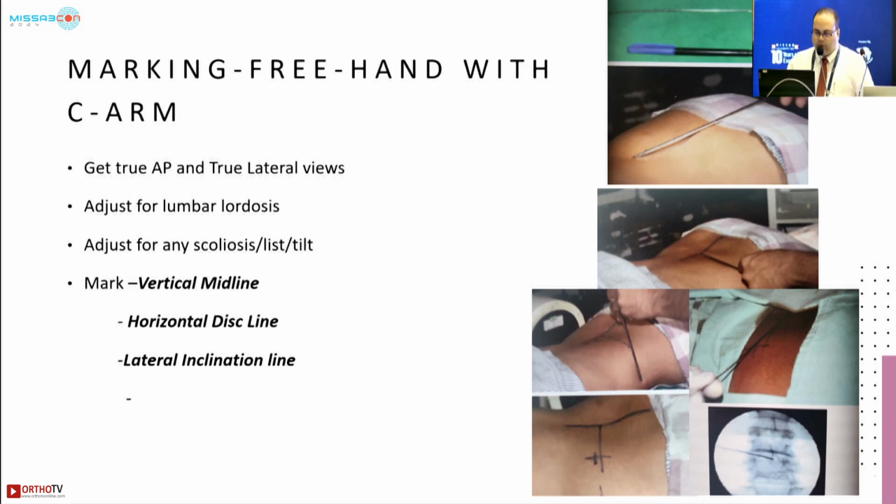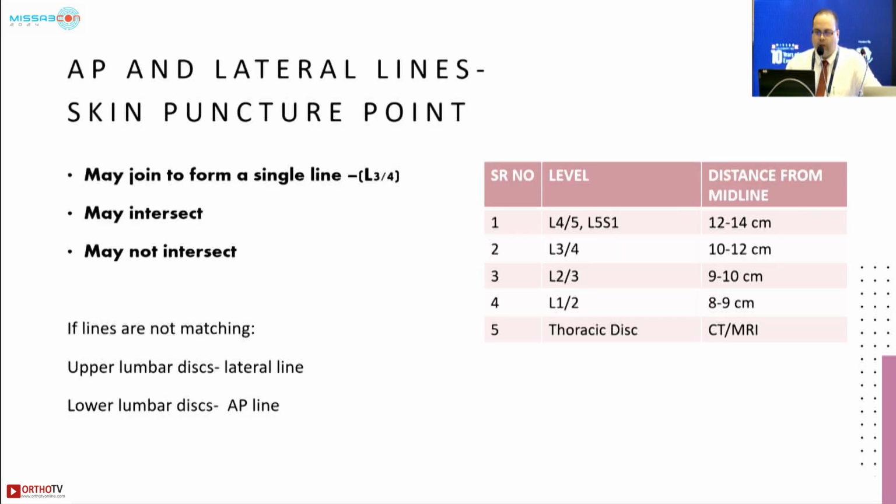Many times these lines may meet with each other, especially in cases of L3-4 or L2-3 discs, but sometimes they may intersect, sometimes they may not intersect. So in the Indian population at L4-5 and L5-S1, we typically start with 12 to 15 centimeters from the midline, and at higher level discs at L3-4, L2-3, L1-2, we go closer to the midline, 10 to 12, 9 to 10, and 8 to 9 centimeters.